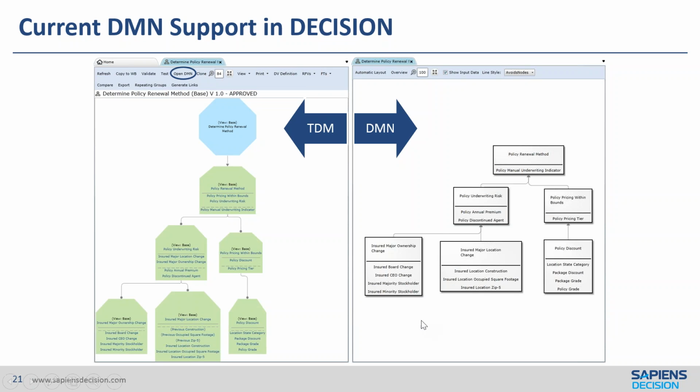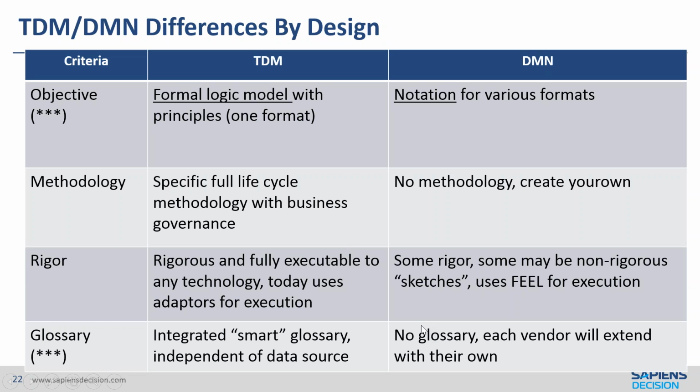And of course, you can keep your eye out for future announcements. But what's important is that the differences are by design. Remember that TDM was designed for business people, and DMN was designed by IT people for business people and for interchangeability. So the decision model is a formal logic model, like the relational model is a formal logic model, with principles for validating the correctness.